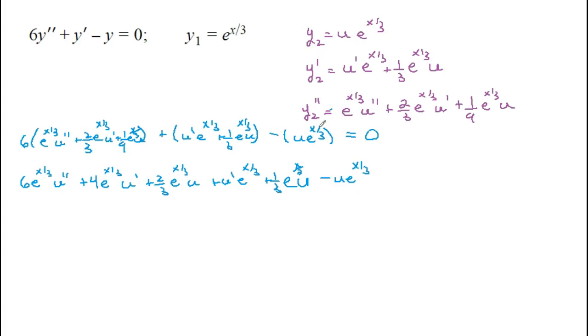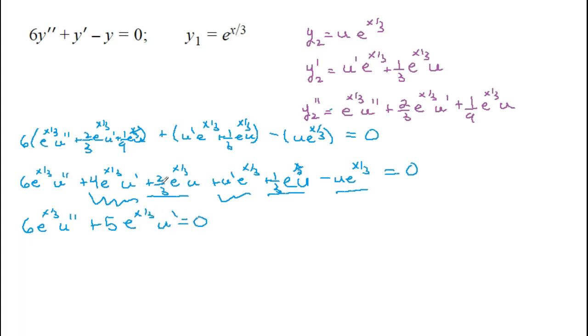So this is my expression with all of its different equations plugged in. I distributed 6 to each part of this. I'm going to look at all the terms that have a u on them. That's this guy, and this guy. They do combine to make 0. So I'm left with a 6e^(x/3) u double prime. And then if I look at all those u prime terms, I'm going to be left with plus 5e^(x/3) u prime equals 0. So as promised, that u is gone. So I just have a u prime and u double prime.